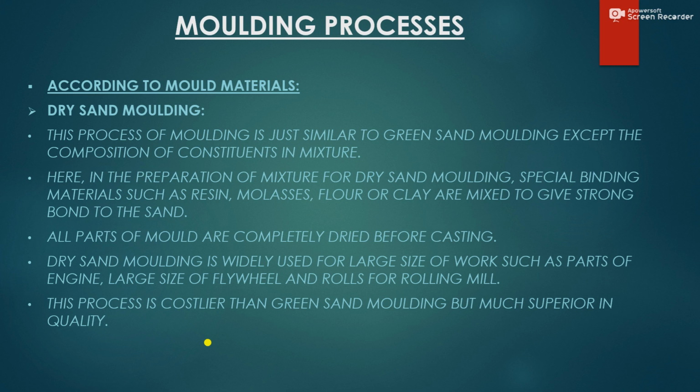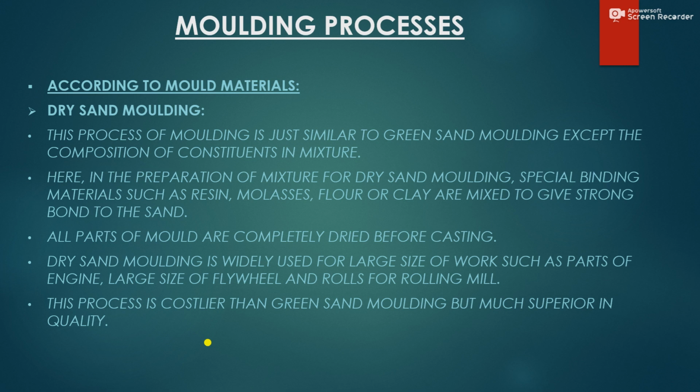Okay? After the sand mixture is prepared, you prepare the mold and the mold is dried before preparing the casting. Dry sand molding is used mainly for large size parts. For preparing large size parts you can use the dry sand molding, like the large size of an engine or a flywheel or basically the rolls of a rolling mill.